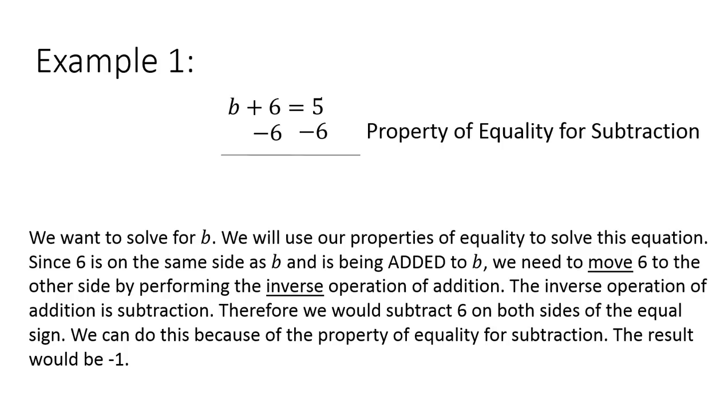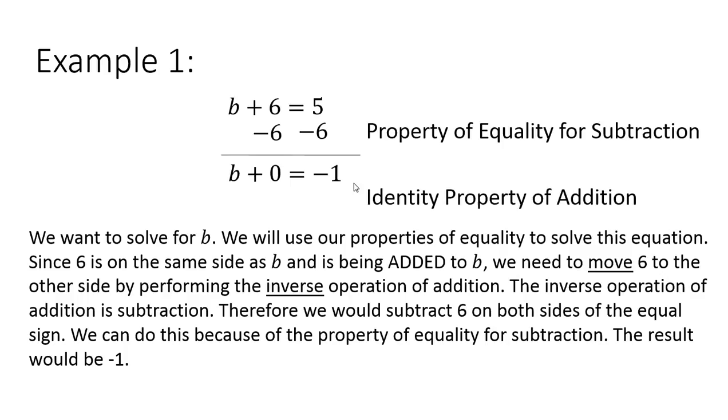And then I'm going to simplify down everything. I'm going to bring down my b. And then I'm going to add 6 and negative 6, which is 0. And then 5 minus 6 is negative 1. Using my identity property of addition, b plus 0 will be b, and so therefore b is going to equal negative 1.